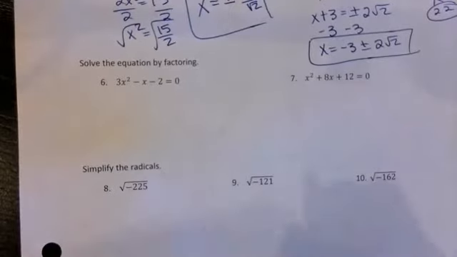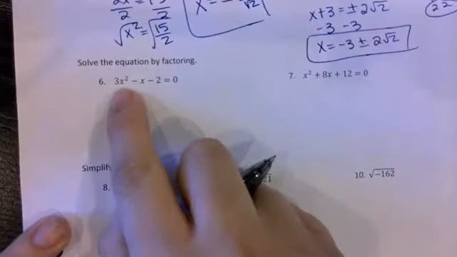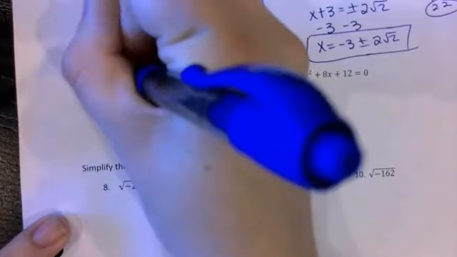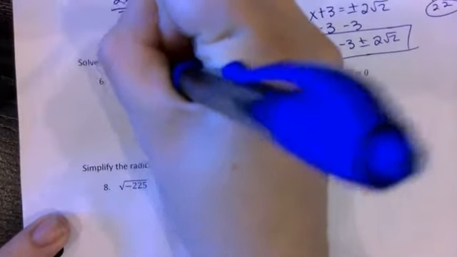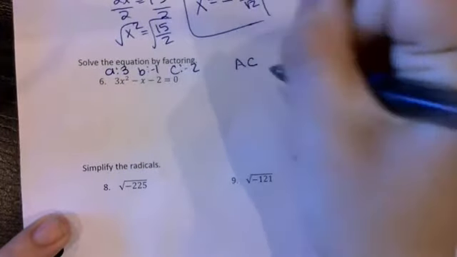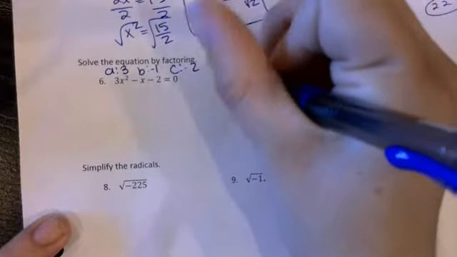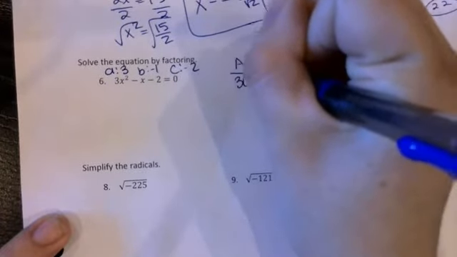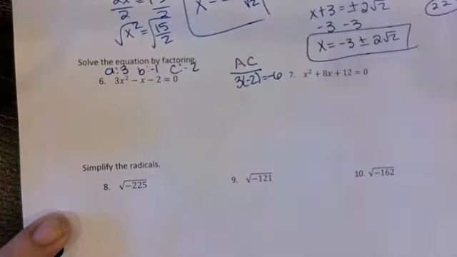This one wants me to solve by factoring. Since I have a leading coefficient, or a number up front, I'm going to do the AC method. So A is 3, B is negative 1, C is negative 2. I start off by finding AC, which is multiplying the A and C values together. So I have 3 times negative 2, which gives me negative 6.